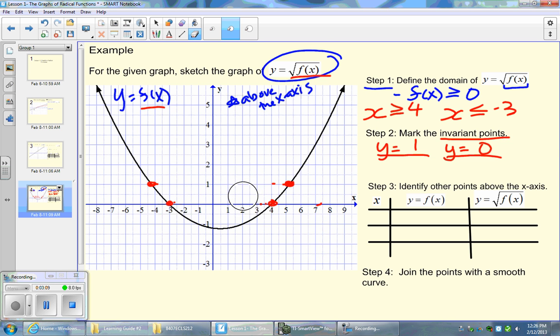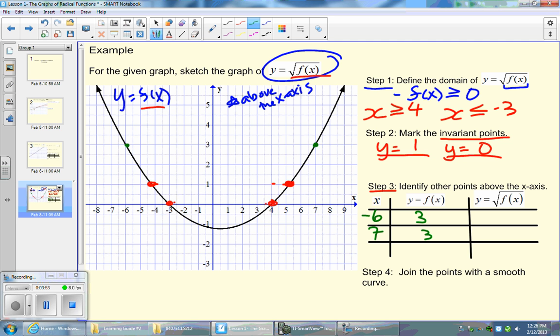To have an idea of what the shape looks like even more, we go to step 3. Step 3 asks you to identify other points above the x-axis. I'm going to select 2 points here. I'm going to select one way to the left, at -6 and 3, and another point at 7 and 3. You want to pick points that you can identify and that are easy to read. So there are my 2 points.